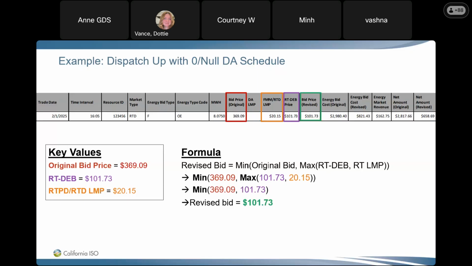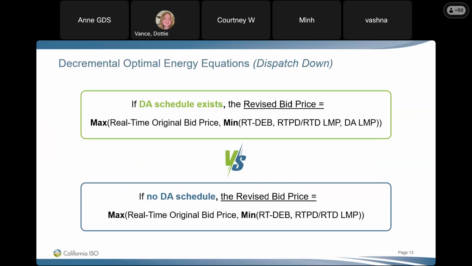So those are two examples walking through that dispatch up equation, applying it when it has a day ahead, when we include that number value versus when we don't. I now want to go through the dispatch down, and then I'm going to pause and see what questions we might have about this. So similarly, we're taking the verbiage that we first talked about when we talked about dispatch down, and we're now putting it into an equation.